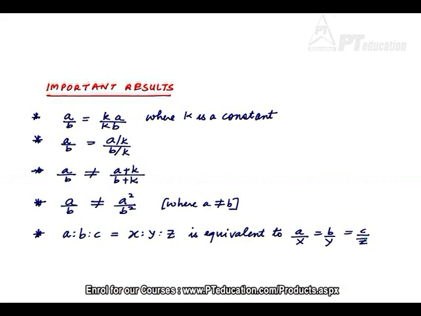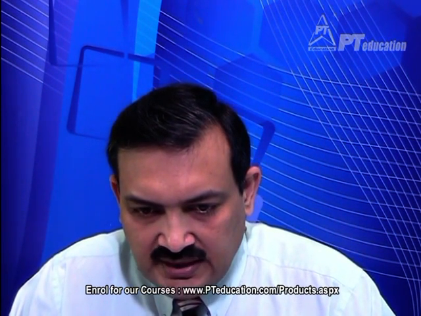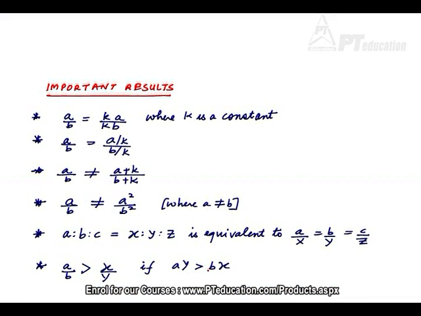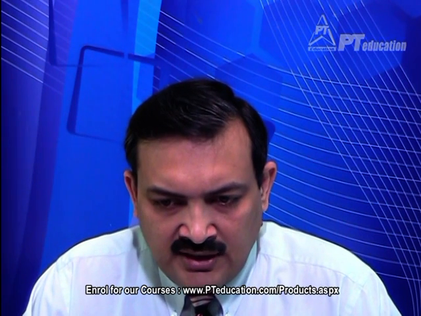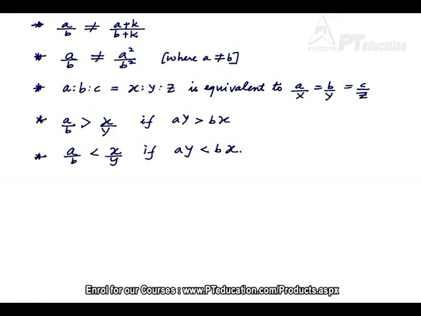a is to b is to c is equal to x is to y is to z is equivalent to saying that a/x is equal to b/y is equal to c/z. A very, very important result. a/b is greater than x/y if ay is greater than bx. Just cross multiply. b goes to the right side, y comes to the left side, and you have ay greater than bx. Next, a/b is less than x/y if ay is less than bx. I hope this is very clear.